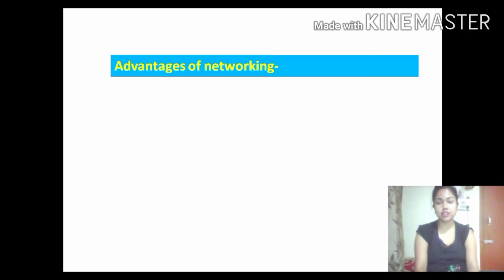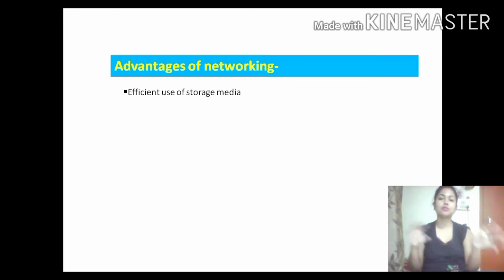Okay, so the next topic is advantages of networking. Now we will see one by one what are the different advantages of using a network, of being in a network. Fine. So number 1 is efficient use of storage media. It is very economic to save all the information in a bigger hard disk than to have smaller hard disks, isn't it? So in the server there will be a bigger hard disk and all the information needed is saved in the server, and there will be no small hard disks in all the computers. So that is said to be efficient use of storage media.